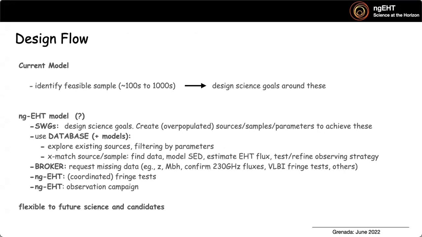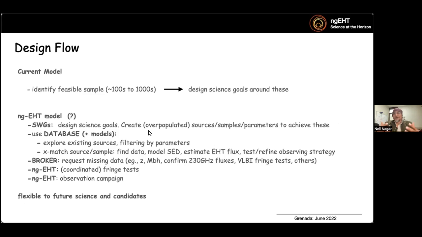There are so many exciting science working groups with their own science goals. Ideally, they would just create an overpopulated list of sources or parameters that they want to look at: a certain range of black hole masses at different bins of redshift and different volumetric luminosities or Eddington ratios, or literally a sample list, a source list. They can then go to a database and either explore the existing database by parameter, or cross-match their source or sample to this database.